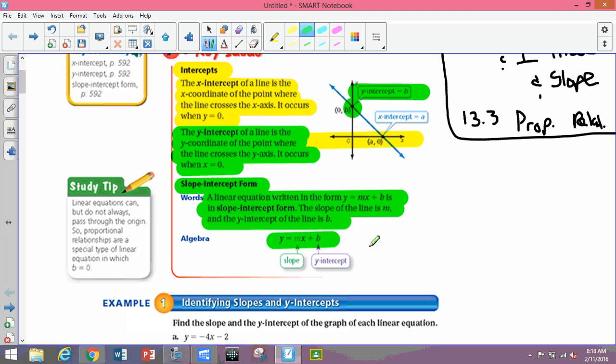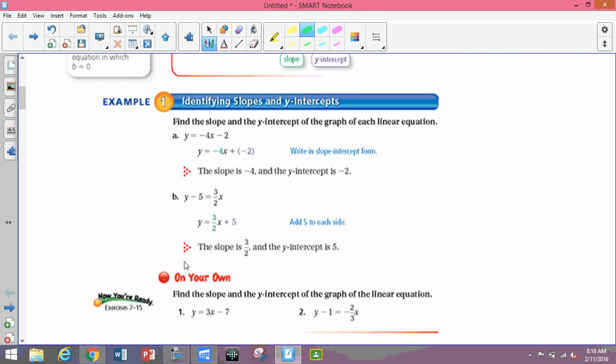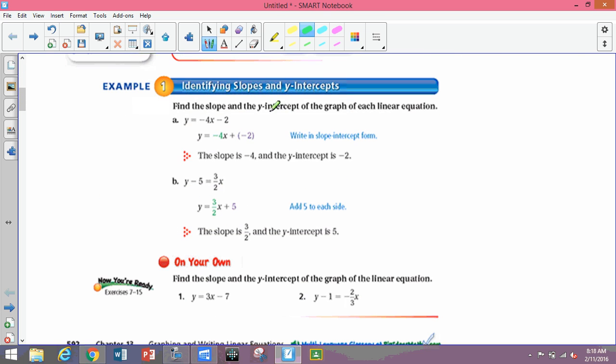This method of representing a linear equation is by far the most common method, and really the one that I personally like to use the most. Okay, so the first example that I want to talk to you about is identifying slopes and y-intercepts, and it's really just breaking apart this equation. And again, we've talked about this in my classroom, so this is nothing new to you.